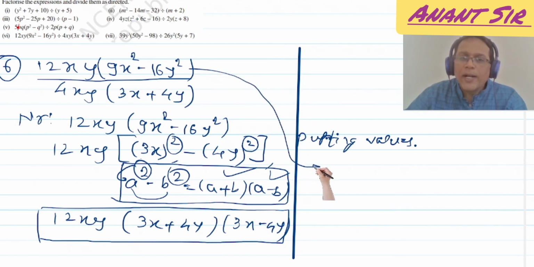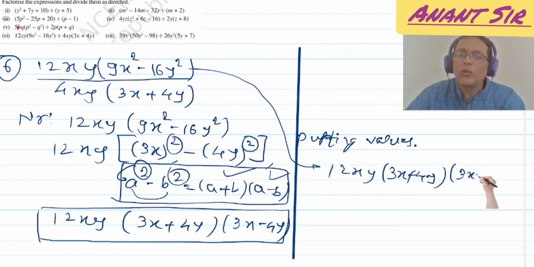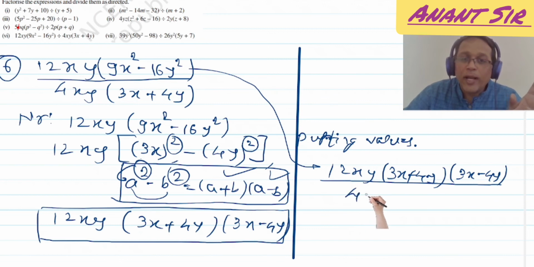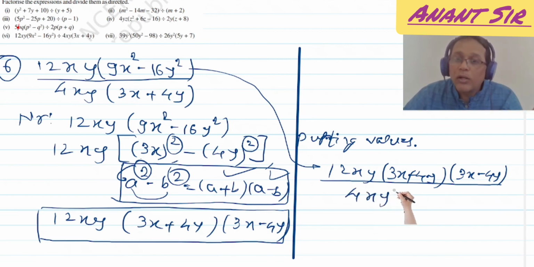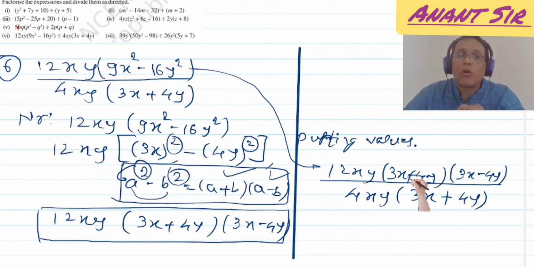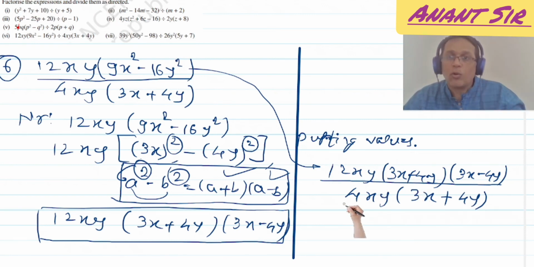So in the numerator, it is 12xy multiplied by (3x plus 4y) into (3x minus 4y), whole divided by the denominator. In all these questions we cannot do anything about the denominator. That is something special. It is not that we are not doing anything; we cannot do anything because they have not given any quadratic in the denominator, or any term with a square minus b square formula which you can use. Otherwise we would solve the denominator also.